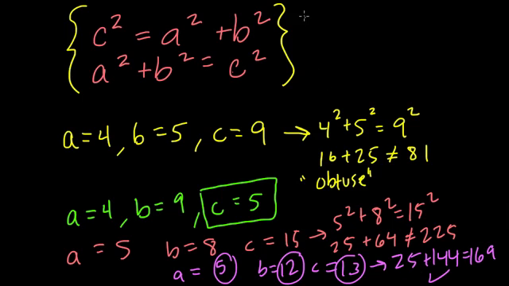The point is that, going back to our formula up here, you can only have a right triangle if a squared and b squared is the same as c squared.